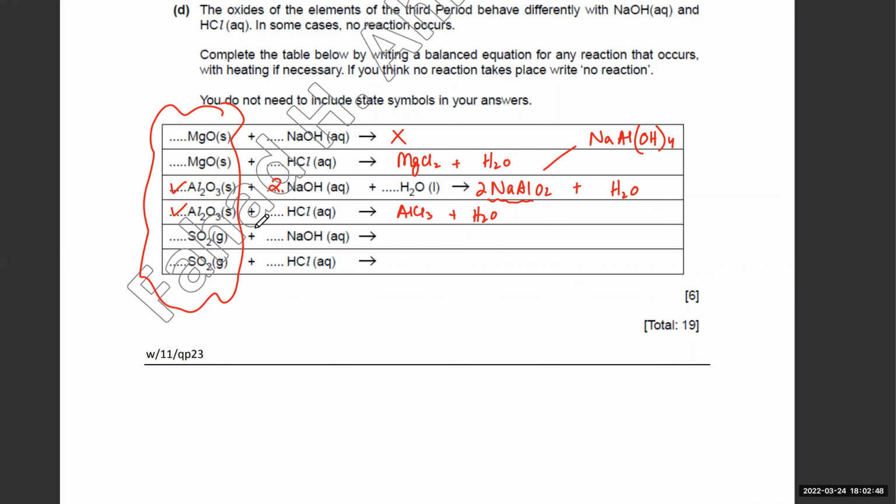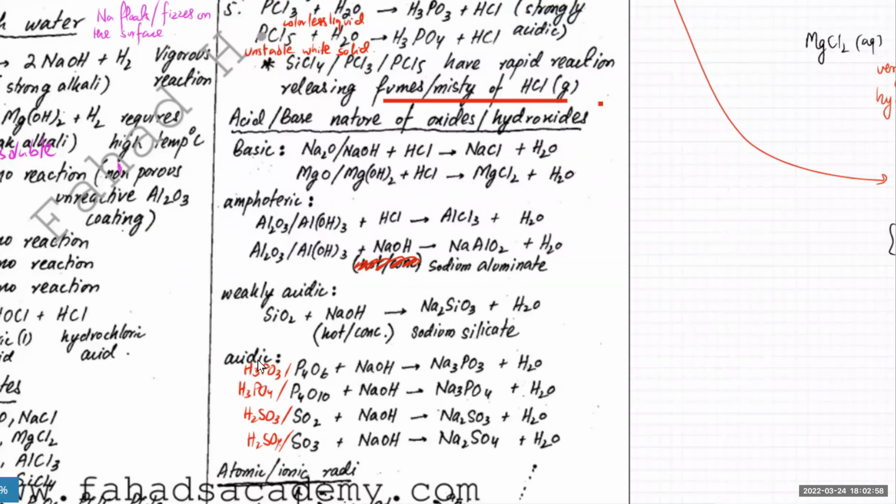Anyways, SO2 with NaOH. Now, whenever you have SO2, SO2 is an acidic oxide. If we have a look at these last ones, they're all acidic, non-metal oxides.